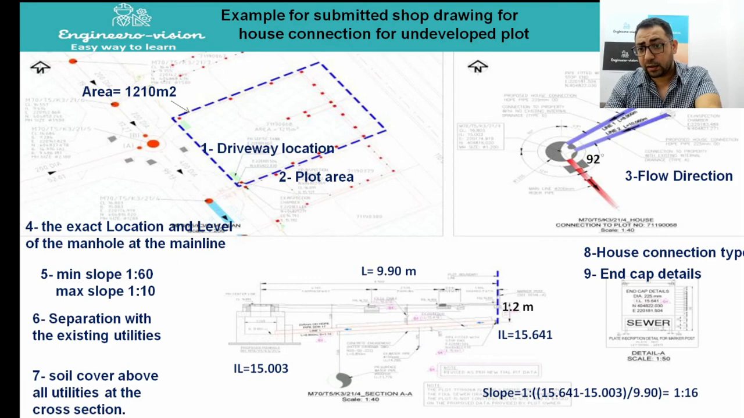For example, here I can see the coordinates of the connection, we can see the manhole coordinates, we can see the flow direction, we can see the slope of our pipe, so we can know the level of the pipe at any point in this section.